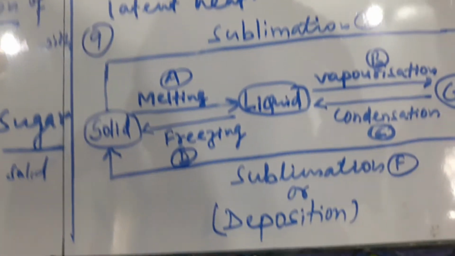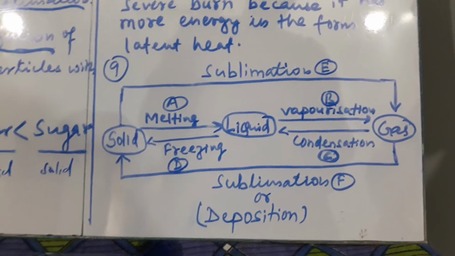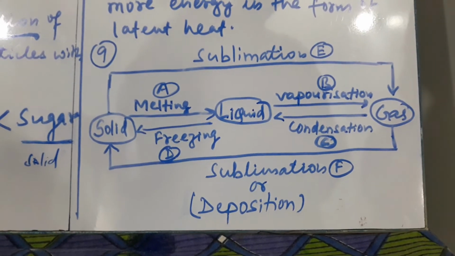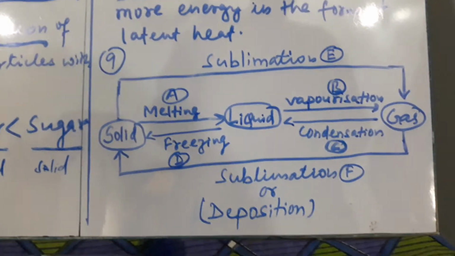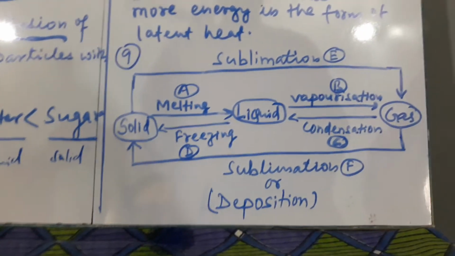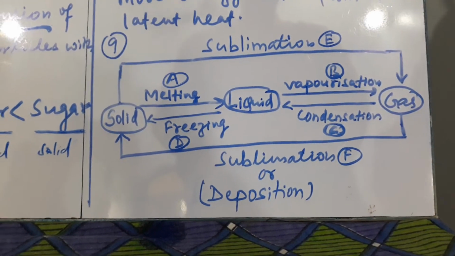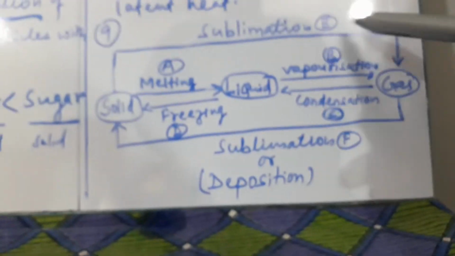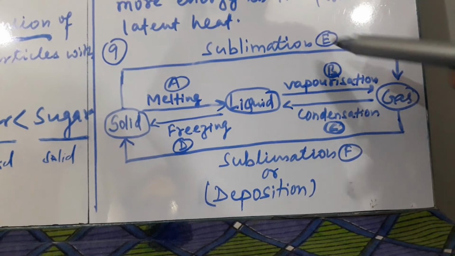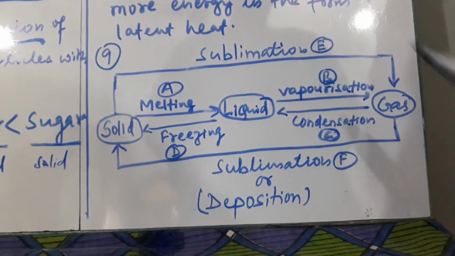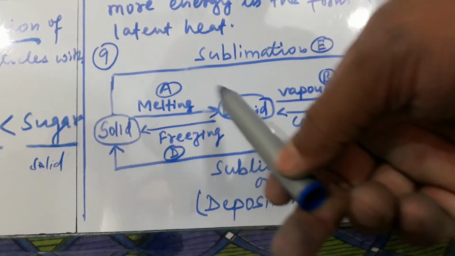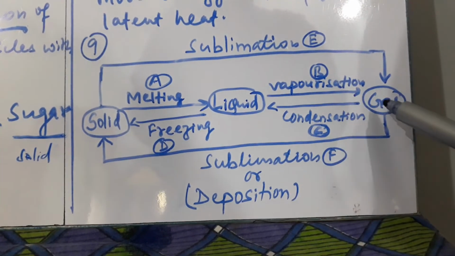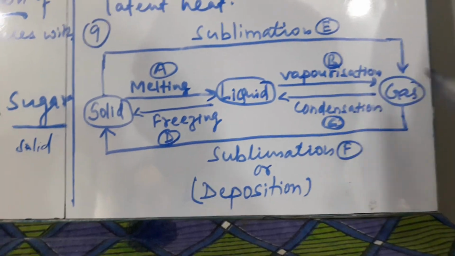A diagram is given here, and we have to write the names of A, B, C, D, E, F, as shown in the question. See here, solid converts into gaseous state, and the process is called sublimation. Solid to liquid is done by melting. Liquid to gaseous state is done by vaporization.